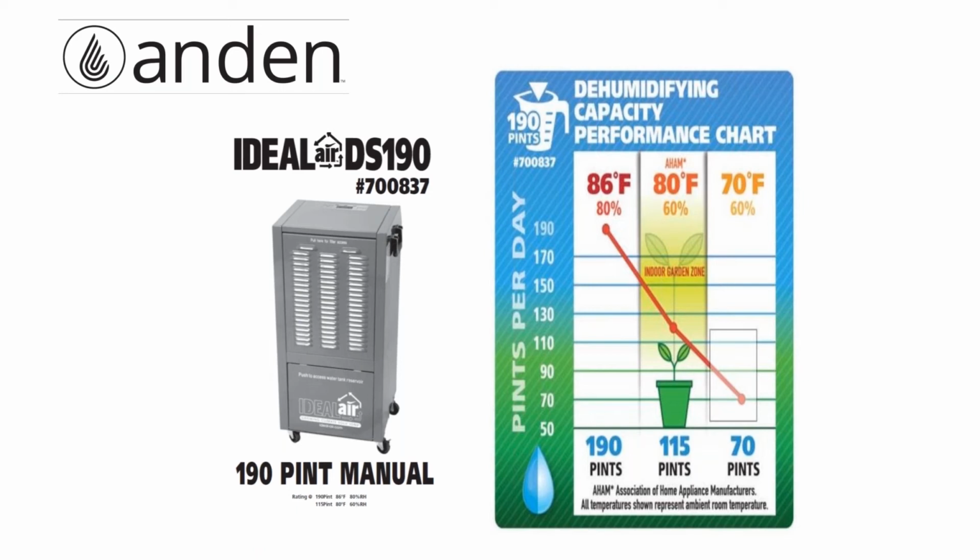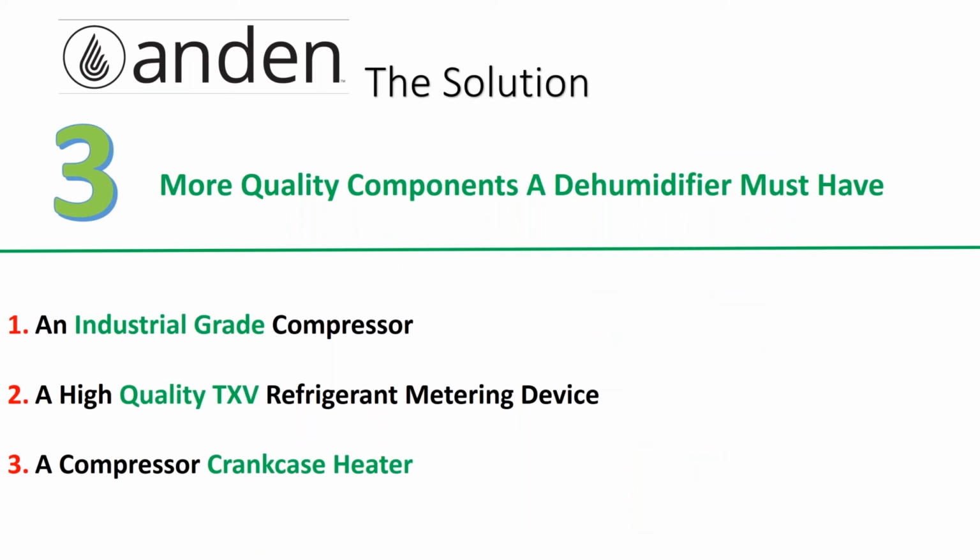If you drop that temperature down to 80-60, AHAM, notice they've got the note right on their box, that doesn't do 190 pints per day. It does 15. If you drop it down to 70 degrees, it only does 70. So you may think to yourself, I need 600 pints of removal. I'm going to buy 3 Ideal Airs, and you may only be getting 200 pints removal depending upon the temperature you're growing at.